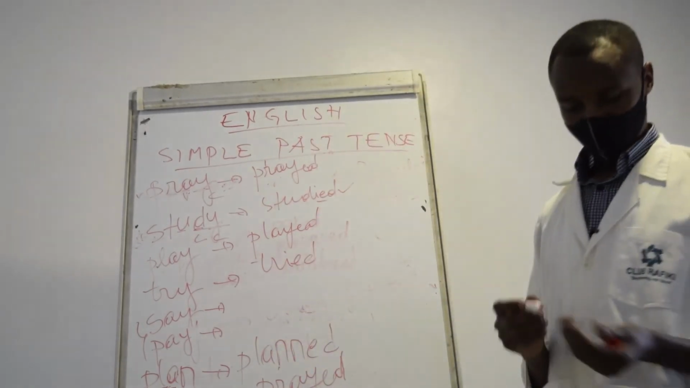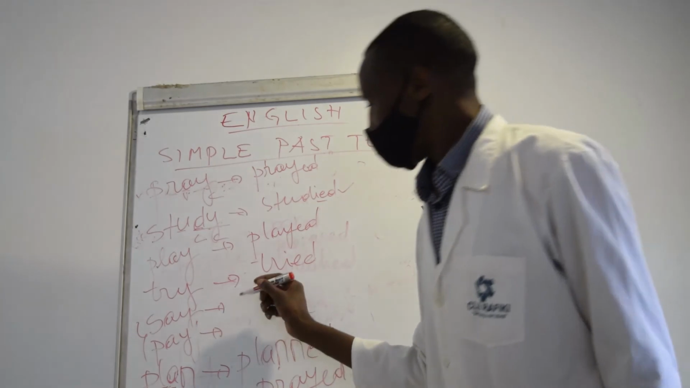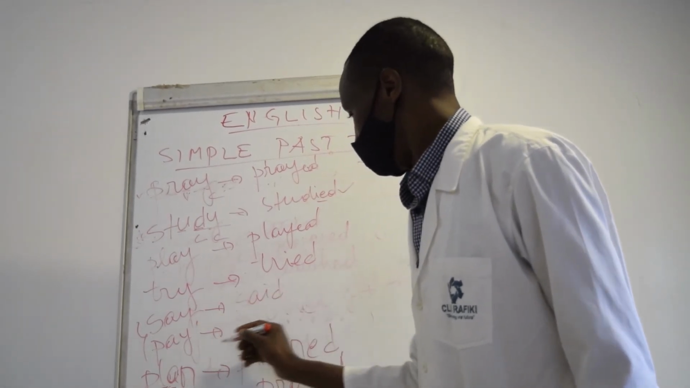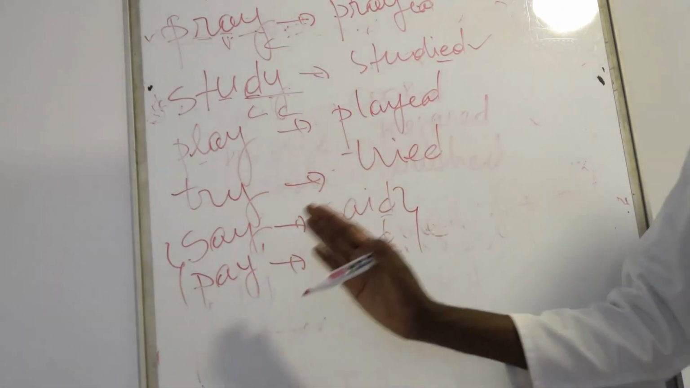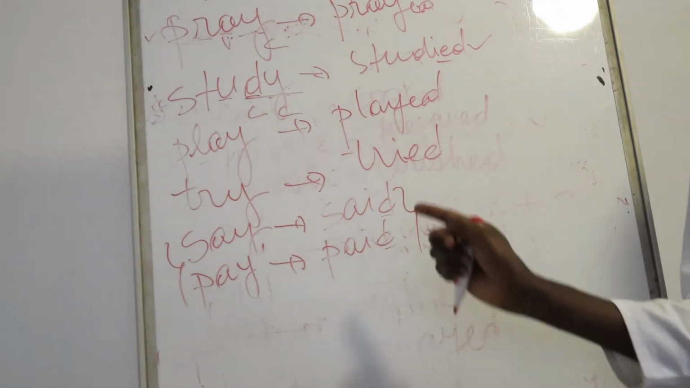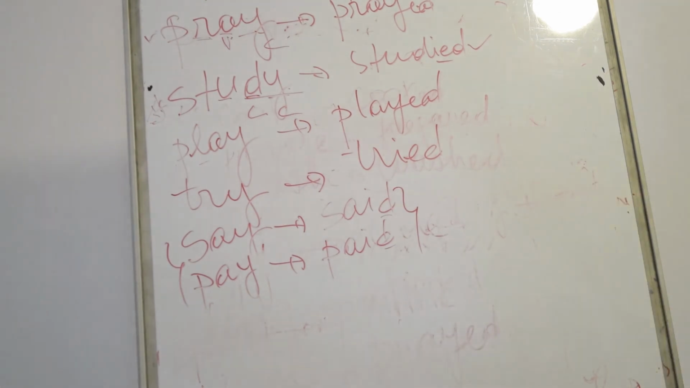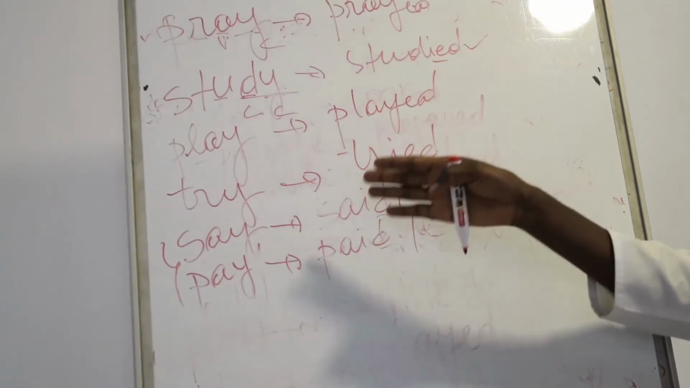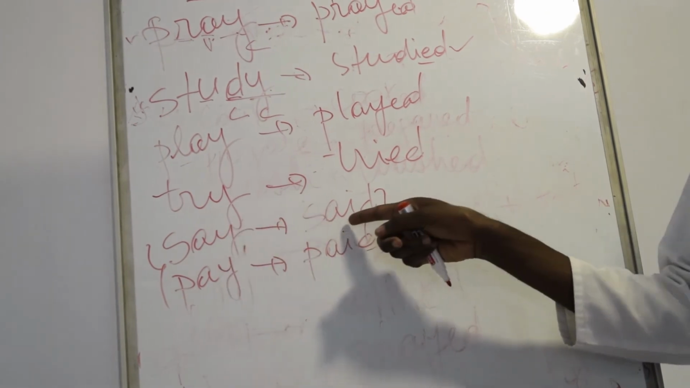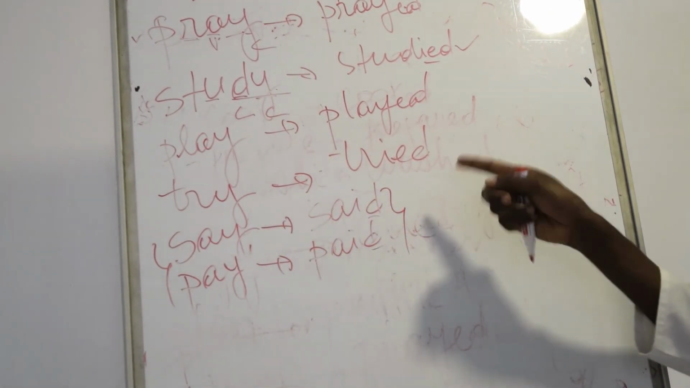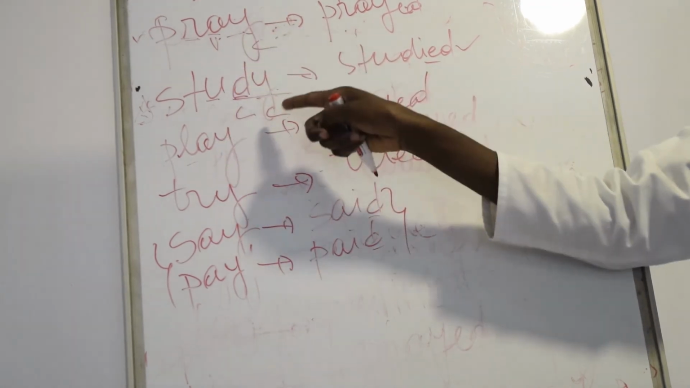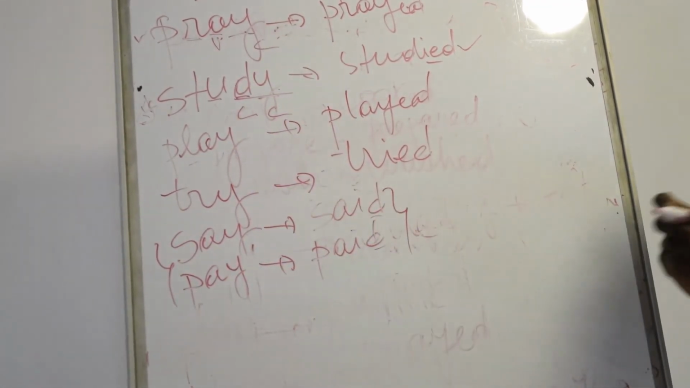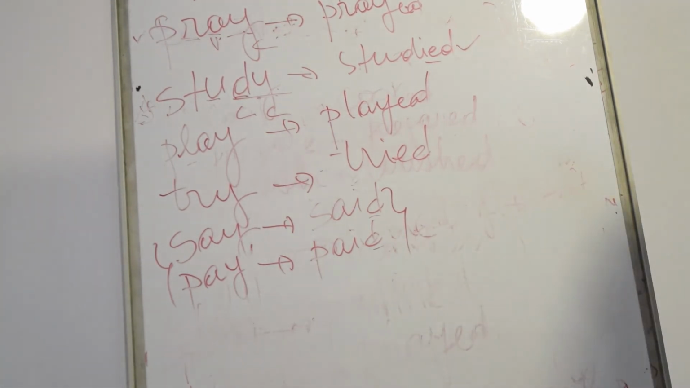What about the two verbs here? Here it becomes what? Said and paid. Those are the two verbs. Verb to say and pay, even if they end by Y, are not regular, they are irregular verbs. It means that the rule where you can change this Y into I plus ED does not apply, because these are irregular verbs.